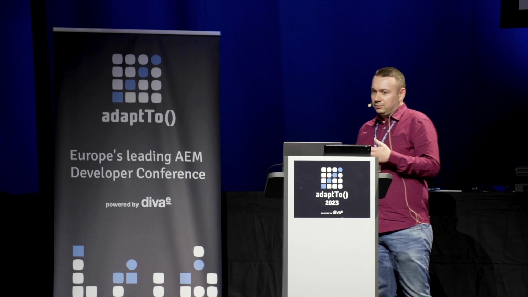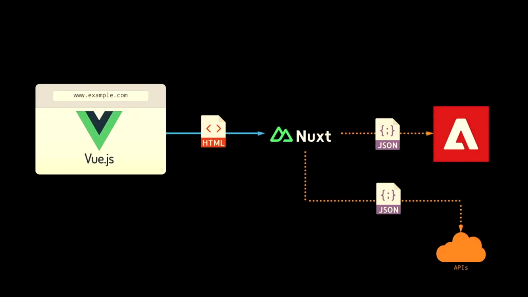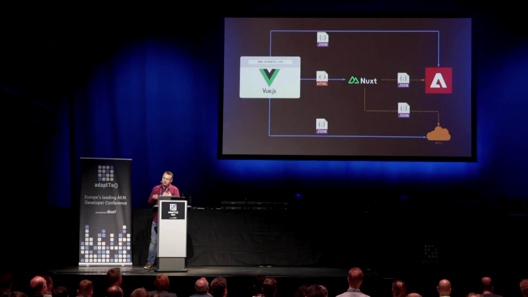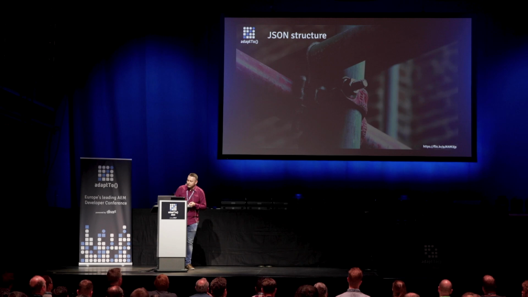So we fetch some JSON, actually a bunch of JSON objects from AEM. And aside from that, since that's an e-commerce project, we need to fetch some extra data, and Nuxt essentially stitches all of that together and produces an HTML. And just because this is a single-page application and hydration, client-side rendering, kicks in, the browser will also communicate with all those APIs, including AEM.